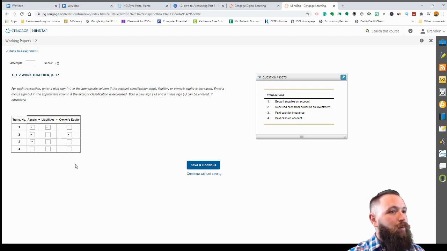So then number 4, we paid cash on account. Well, we paid cash again. Cash is an asset. If I paid it, it went down. So a minus here. And then if it's on account, we know that it's going to affect a liability. Now this liability account tracks how much we owe to other people, right? So is this account going to go up or down? Well, it's going to go down because now we owe less to somebody. So that account goes down and our accounting equation is in balance. Let's save and continue here.